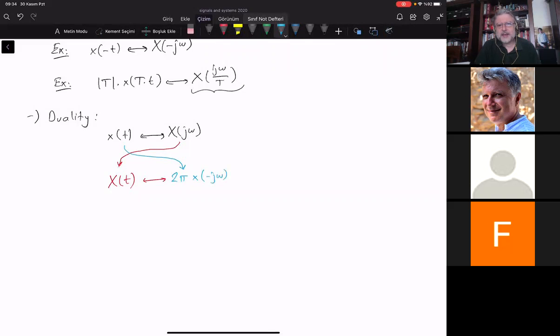In some books, it is written as lowercase x of j omega, but essentially it is minus j omega. This is more accurate, but most of the examples that we tend to see are symmetric around the origin, so x of j omega and x of minus j omega would be the same. That is what makes the ambiguity. So it's telling me this: if I take the Fourier transform, I will get something. If I take the Fourier transform of that something again, then I will get the negative of the original signal.